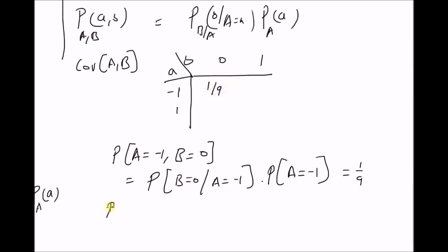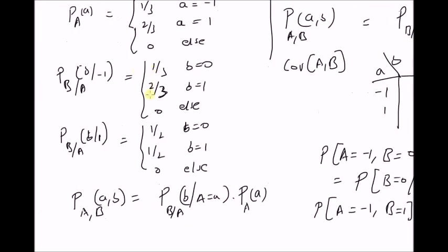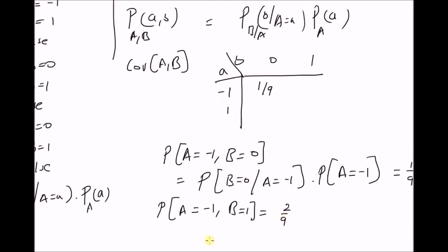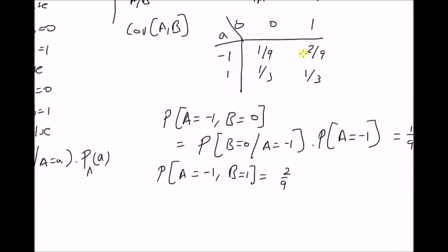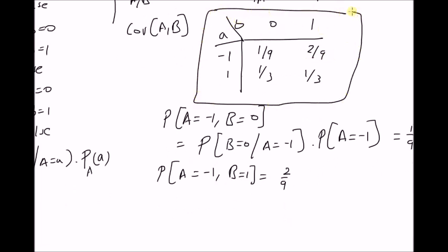Similarly, the second value, that is P of A equal to -1, B equal to 1, is the product of the conditional probability of B equal to 1 given A equal to -1 and the probability of A equal to -1, which from the definitions is 2/3 times 1/3, which is 2/9. Similarly, the other two probabilities can be calculated as 1/2 times 2/3, which is 1/3 each. So this is the joint probability of A and B.